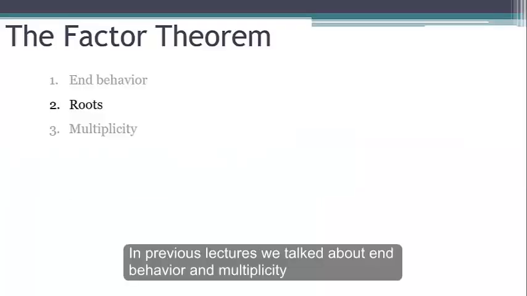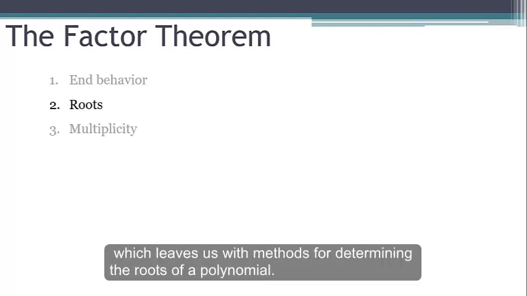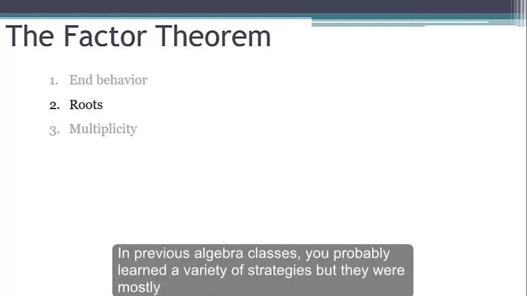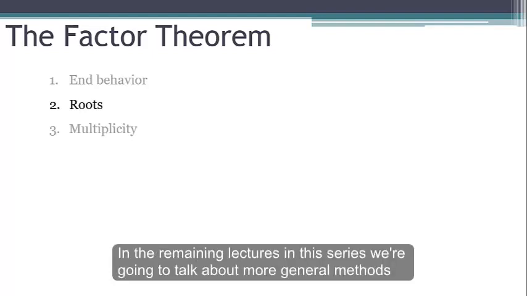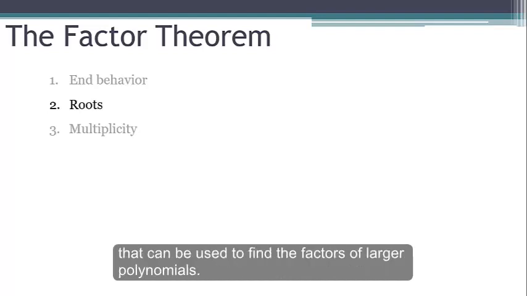In previous lectures, we talked about end behavior and multiplicity, which leaves us with methods for determining the roots of a polynomial. Now, in previous algebra classes, you probably learned a variety of factoring strategies, but they were mostly limited to polynomials that had a relatively small number of terms. In the remaining lectures in this series, we're going to talk about more general methods that can be used to find the factors of larger polynomials.